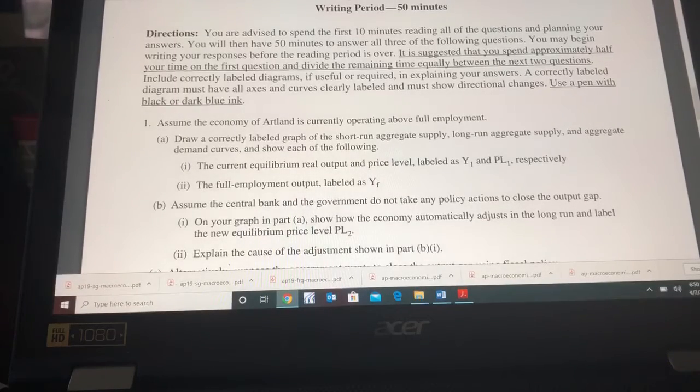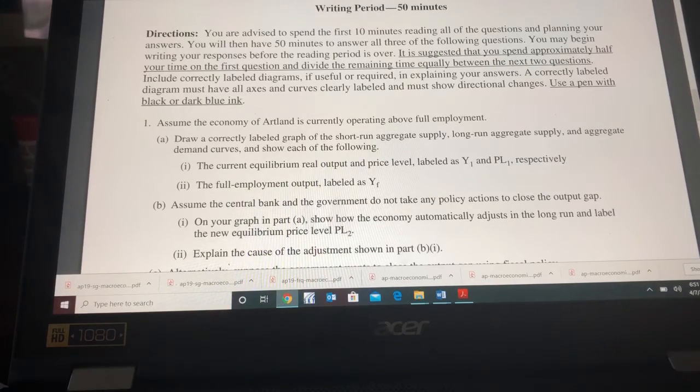Okay, it says assume the economy of Artland is currently operating above full employment. So what phase of the business cycle does that tell me? I know I'm asking you a question and I'm going to have to answer myself. Above full employment, that means people are employed, so we're in an expansion. So it asks me on part A to draw a correctly labeled graph of the short run aggregate supply, long run aggregate supply, and aggregate demand curves, and show each of the following: the current equilibrium real output and price level, labeled as Y, which we know is GDP, and the price level.